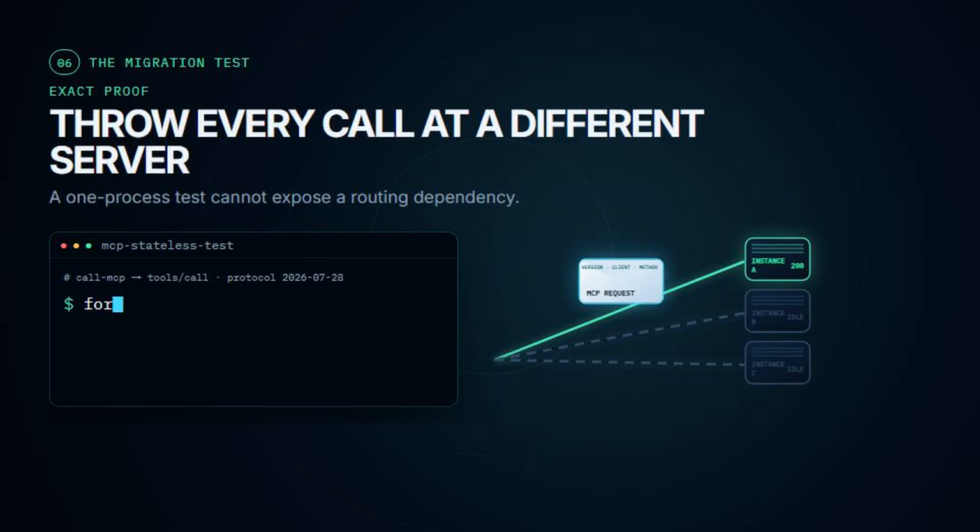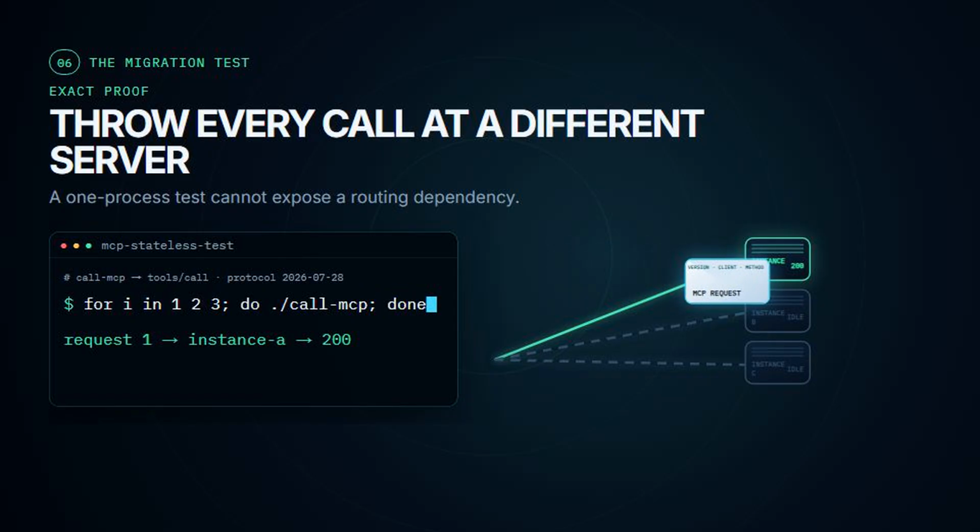every time. Here is the migration test I would run before touching production. Send one self-contained tools call with the new protocol version. Route repeated calls across multiple instances. Confirm every instance can validate the request without a session store. Then deliberately kill the instance that handled the first call. The next call should still succeed. If it fails, find the hidden dependency.